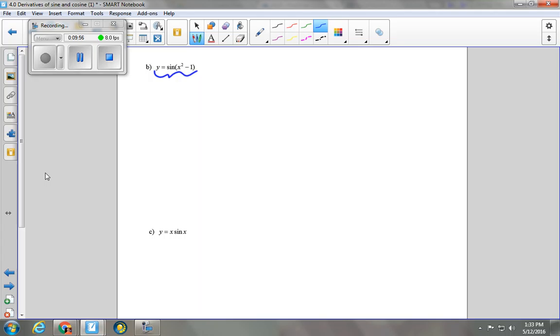Okay, so the derivative of this one, y prime, is going to be equal to, well, I need to take the derivative of sine first, because that's the outside. So the derivative of sine was cos, and then still x squared minus 1. But then the derivative of the inside. The derivative of x squared minus 1 is 2x. So this just becomes y prime is equal to 2x cos of x squared minus 1.